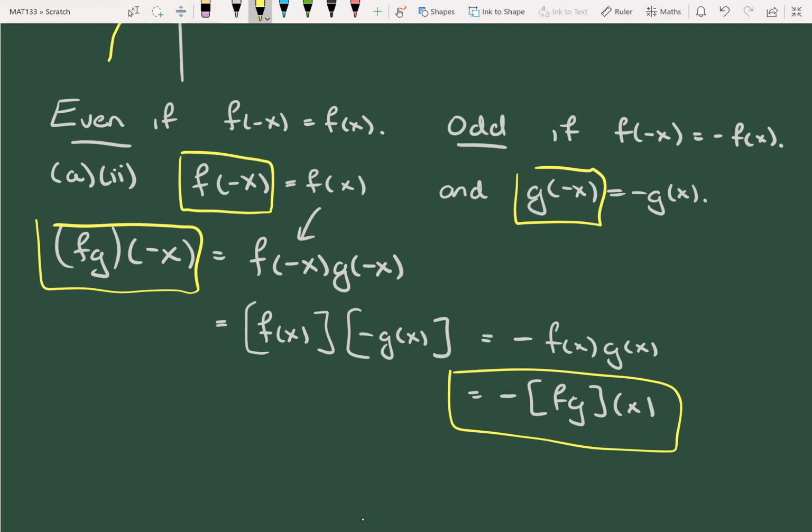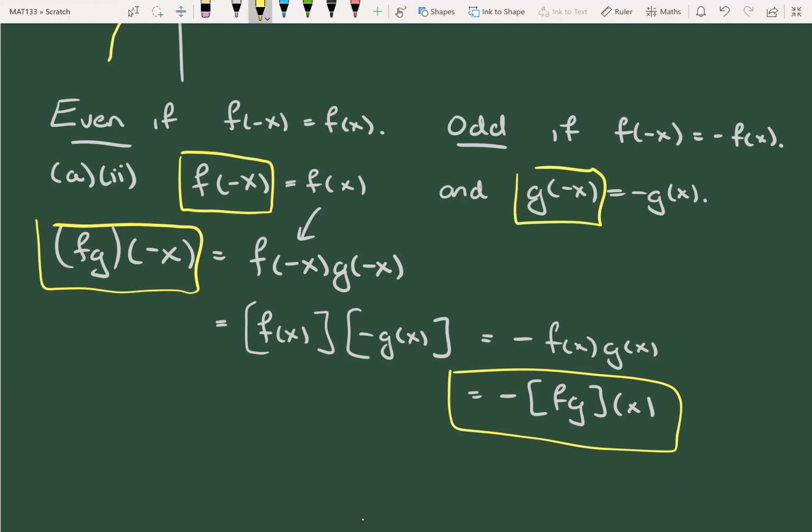Now, some of these, though, the answer is neither. And in the case of a neither function, what you want to do is produce counterexamples. You want to say, oh, look, here is an example of an even and odd function, and when I add them, I get something which is neither even nor odd. So with neither, just give me counterexamples.